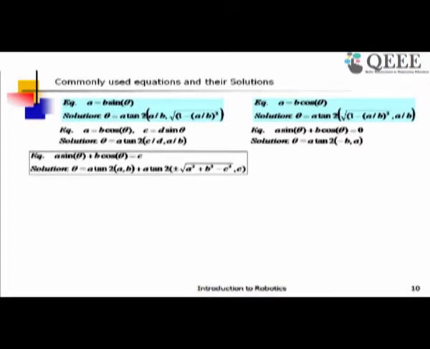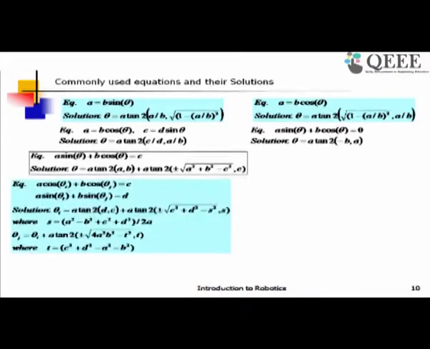Another one is A sin theta plus B cos theta equal to C, then theta will be A tan 2 of A by B, plus A tan 2 of plus or minus square root of A square plus B square minus C square, comma C. Another one, A cos theta 1 plus B cos theta 2 equal to C, A sin theta 1 plus B sin theta 2 equal to D. Then theta will be A tan 2 of D, C plus A tan 2 of plus or minus square root of C square plus D square minus S square, comma S, where S is equal to A square minus B square plus C square plus D square over 2A.